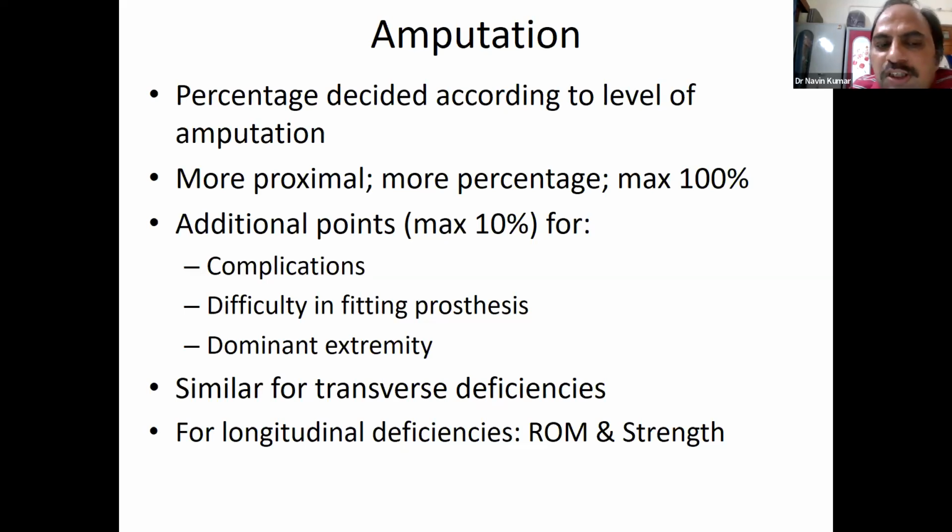And it will be similar for transfer deficiency also. We can give according to the same as for amputation. But for longitudinal deficiency, we have to go back to what we have done, the mobility and strength assessment, and then we can give accordingly.